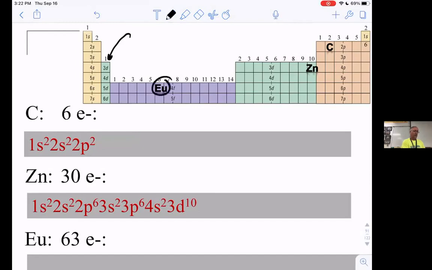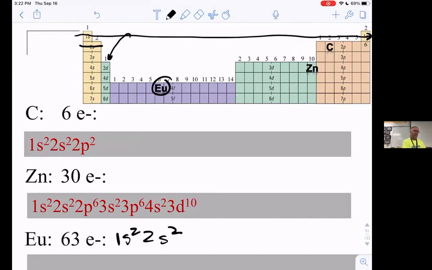So it's down here on the bottom in the 4f, and I'm going to use this periodic table to do it just because it's better. But the 1s going all the way across to helium would be 1s2. And then I'm going to go through my 2s, 2s2. Then I'm going to go through my 2p, 2p6. Then I'm going to go through my 3s, 3s2.